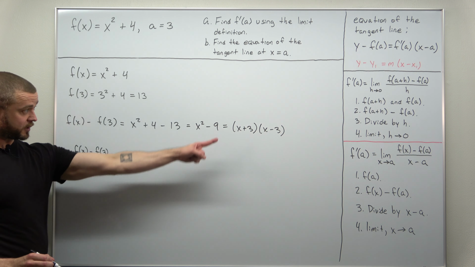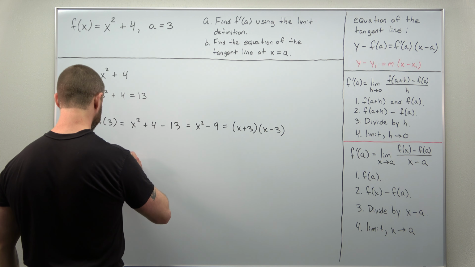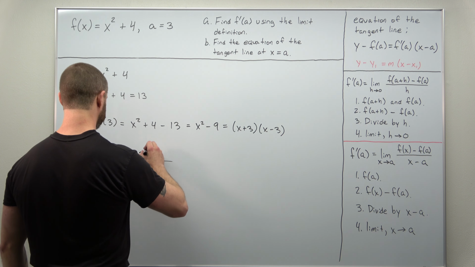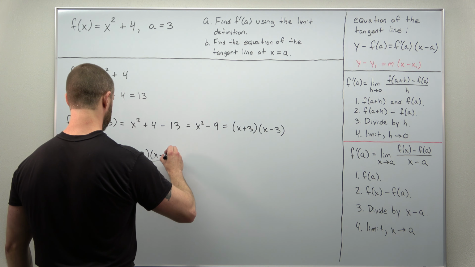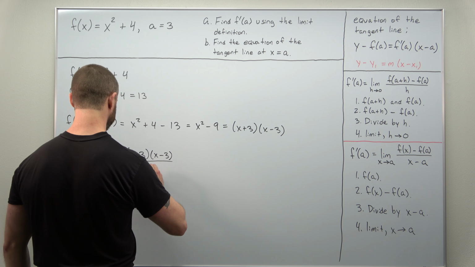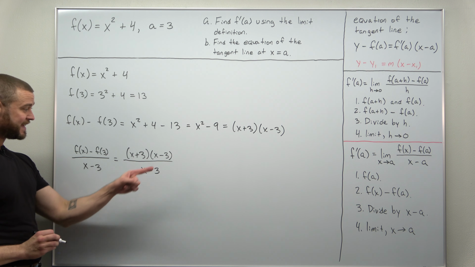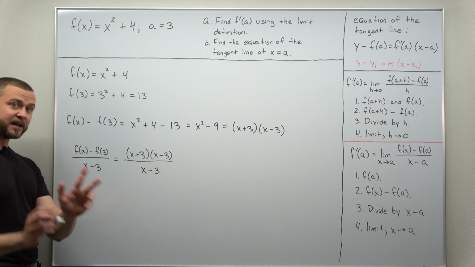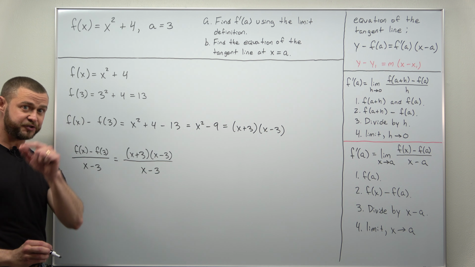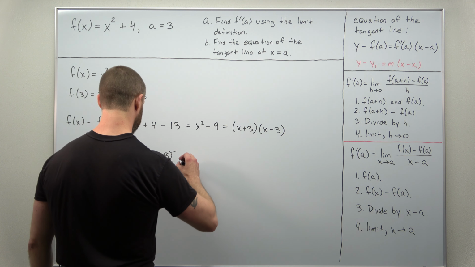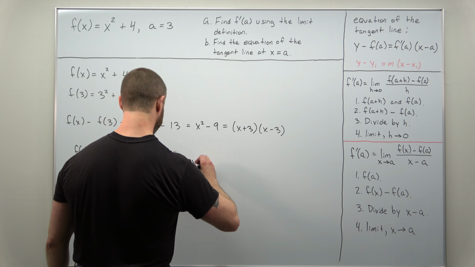All right, now we already simplified that. The numerator, we factor that as x plus 3 times x minus 3. And now you can see in this step, the terms that give you the indeterminate form, 0 over 0, they cancel out. And what we're left with is x plus 3.